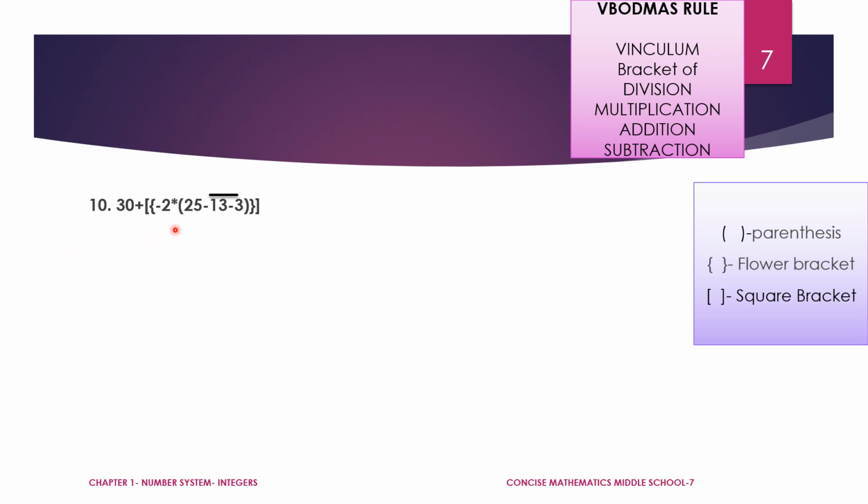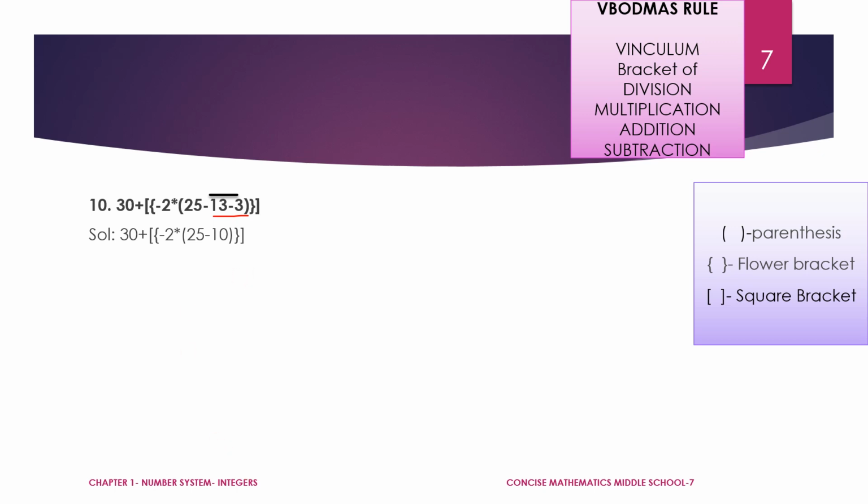30 plus minus 2 into 25 minus 13 minus 3. Here, which integers are there in vinculum? It's only 13 minus 3, right? So 13 minus 3 should be solved first. When you solve it, what you get is 10. So minus 10, because minus is there outside near this, so you need to place this. So 13 minus 3 will be 10, plus into minus, minus 30, right?